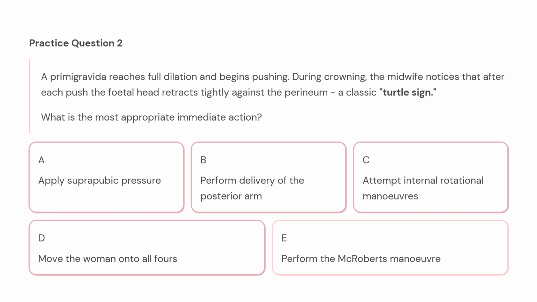Option D, move the woman onto all fours. We would want her to move into all fours after all the internal rotation maneuvers have failed. Option E, perform the McRoberts maneuver, which is the correct option. This is the first line intervention for a suspected shoulder dystocia.